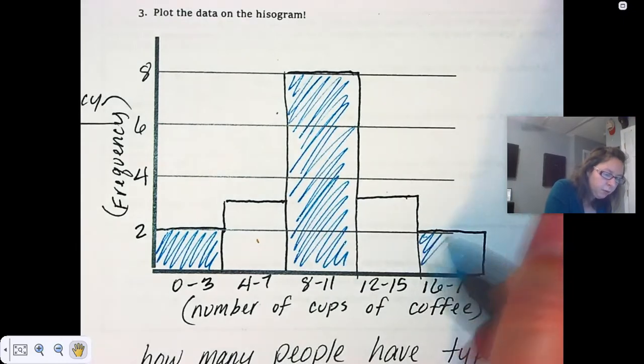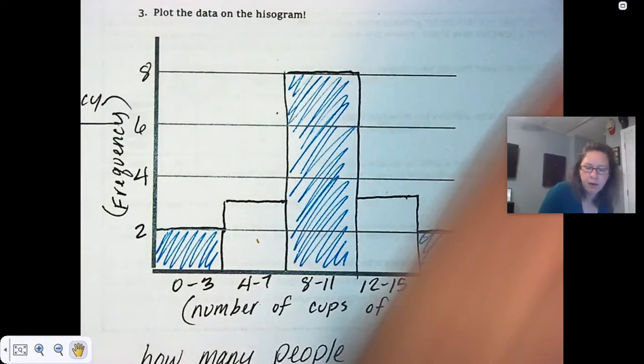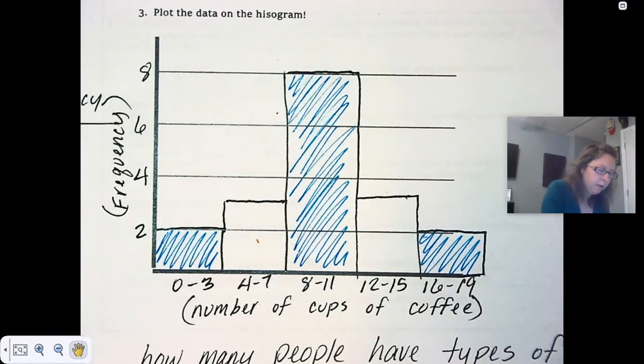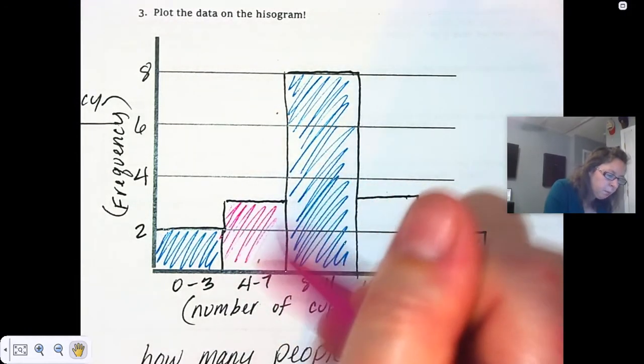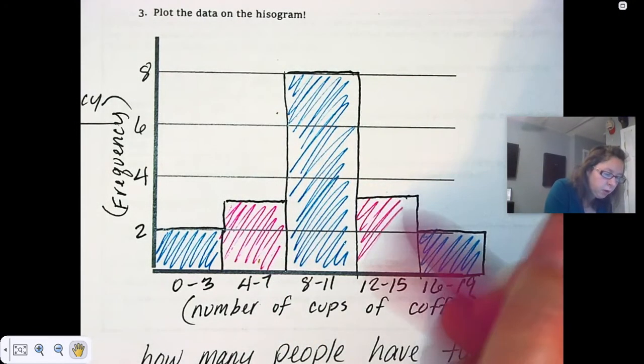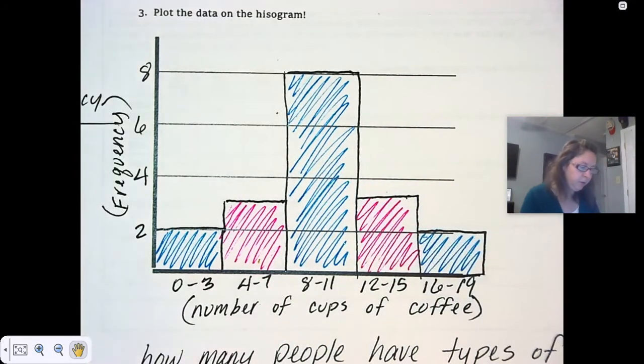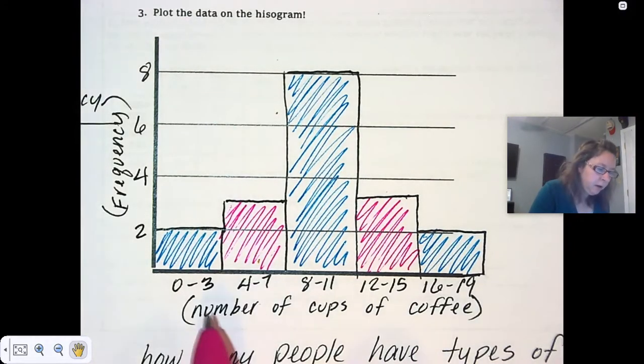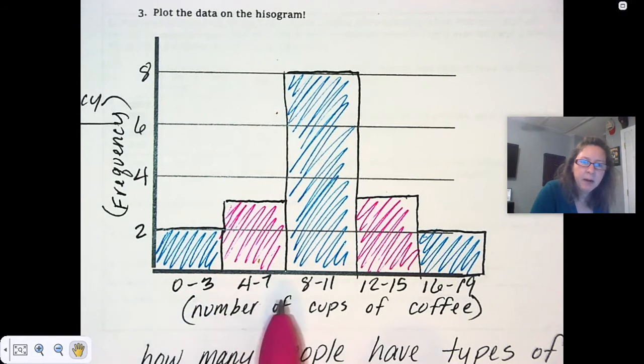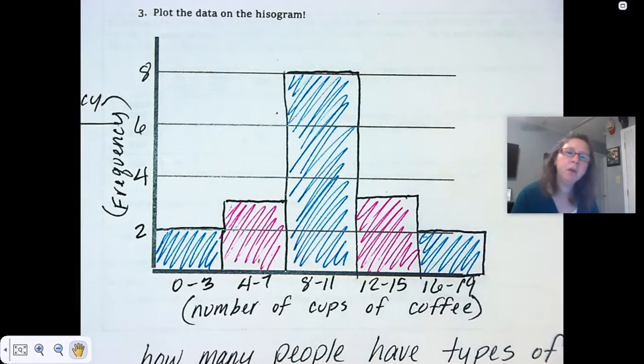So the key thing to remember with a histogram, how is it different from a bar graph? Well, for one, the bars touch each other to show that the data is continuous, okay? The number of occurrences is spread out equally, so 3 occurrences in each category. All right, that is our histogram.